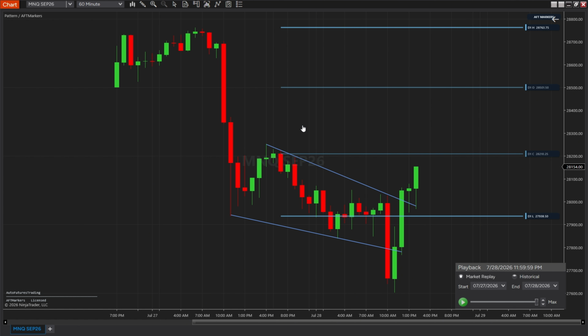Pattern also includes optional scaling, which can close part of the position after price reaches a selected stage of the move, along with an optional trailing feature that can protect progress once the position has moved favorably. So just in case the market doesn't always move in your favor, it can scale out or trail the stop loss, so you don't fully lose the trade.